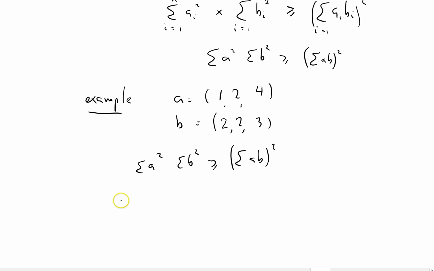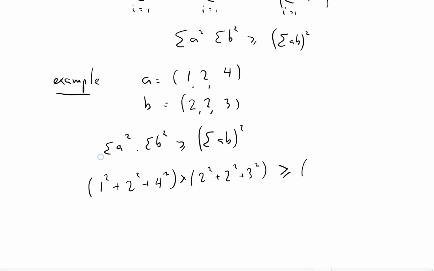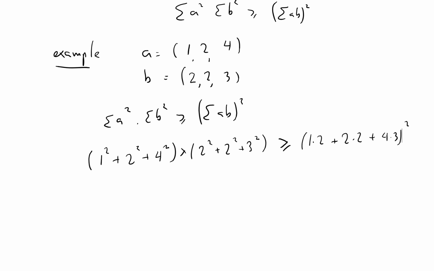So that says that, let's put some brackets in, 1 squared plus 2 squared plus 4 squared, I'm just evaluating this term here with A, times 2 squared plus 2 squared plus 3 squared, I assert is greater than or equal to sigma AB squared. So it's 1 times 2 plus the next one 2 times 2 plus the next one 4 times 3, all squared.